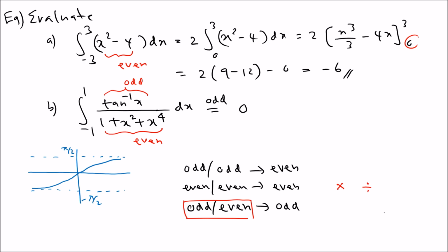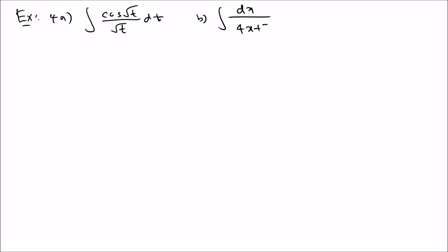Good. So that's about that. I'm going to give you some practice problems that you can try, and you can see the answers in the description. So these are the exercises. This is 4a: the integral of cosine of square root t, divided by square root t, dt. B: dx over 4x plus 7.